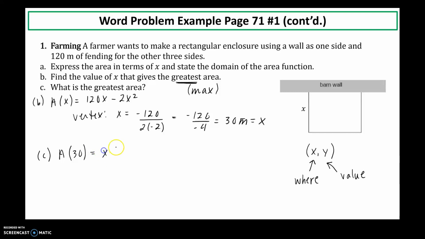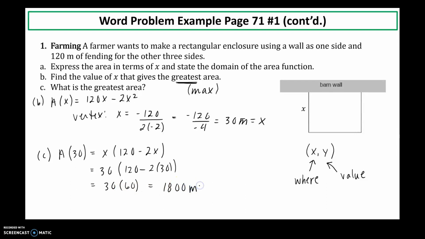So now into my function, I'm going to replace all my x's with 30. Now I'm going to go back and factor it because I think this is a little bit easier to plug in. So I get 30 times 120 minus 2 times 30. This gives me 30 times, 2 times 30 is 60. 120 minus 60 gives me 60. So when I multiply that, 3 times 6 is 18, and I add my 2 zeros. Now my units, I'm talking about area, so my units are meters squared.